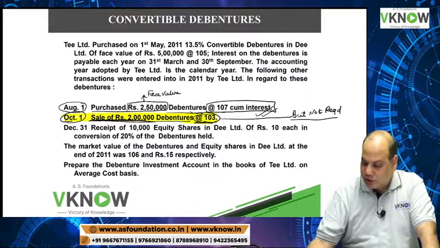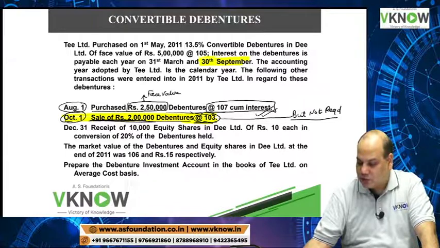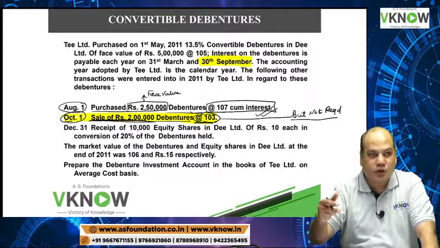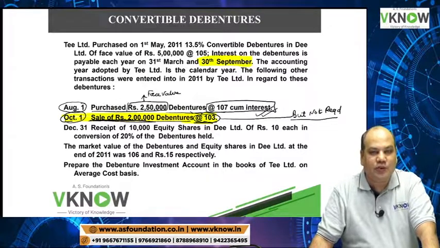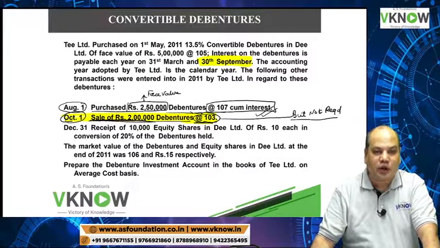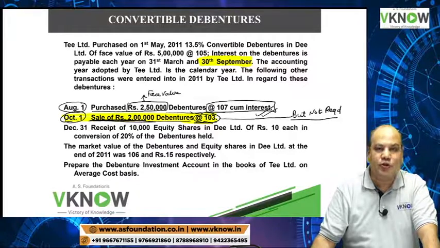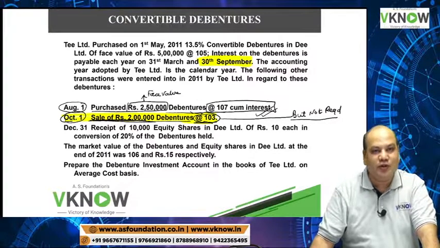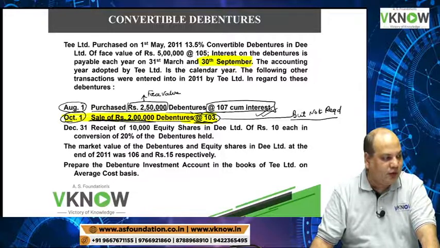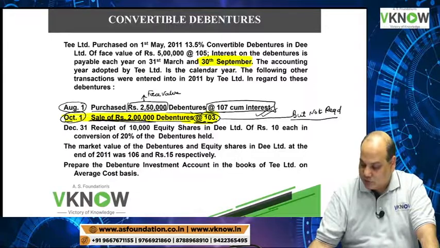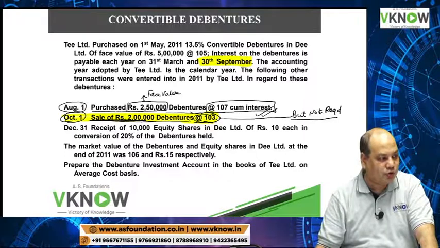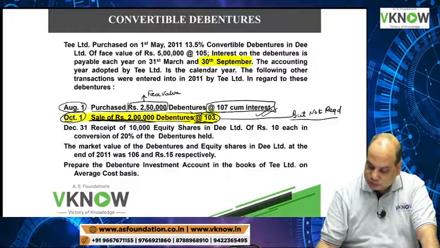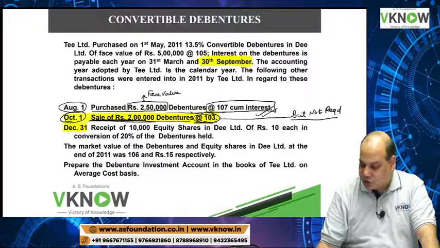The reason is interest payment date is 30th September. So up to 30th September the interest has been paid. And today the transaction is happening on 1st October. So for one day, no interest, and therefore they have not mentioned. So this is okay because there is zero interest accrued on 1st October. You are right. Come to December 31st.